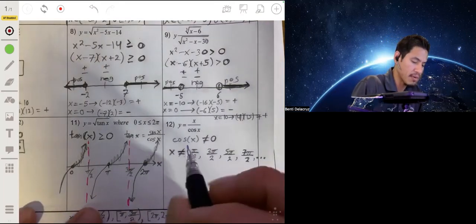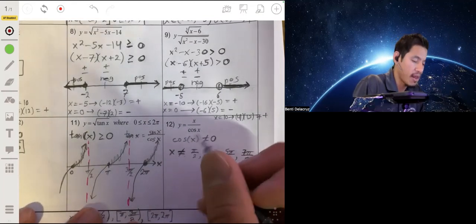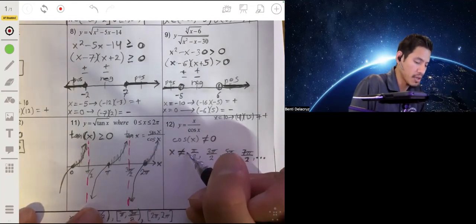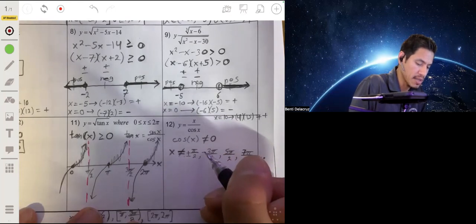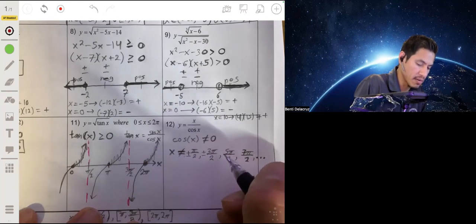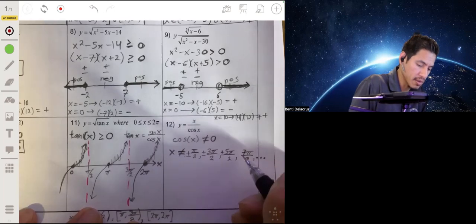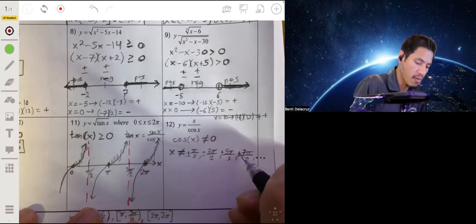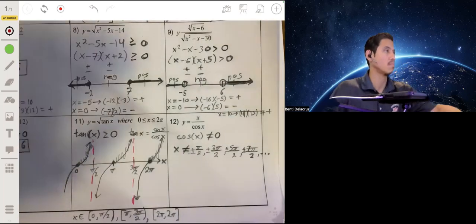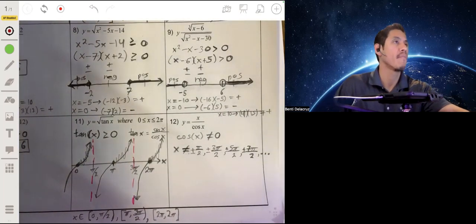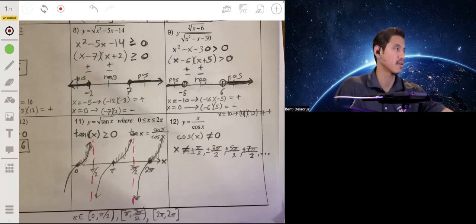But let's also remember that we can rotate clockwise. You can rotate clockwise or backwards. So let's make sure we put plus minus, because it'd be negative pi over 2, negative 3 pi over 2, negative 5 pi over 2, and negative 7 pi over 2, and so forth. But make sure you know your unit circle and your trig.